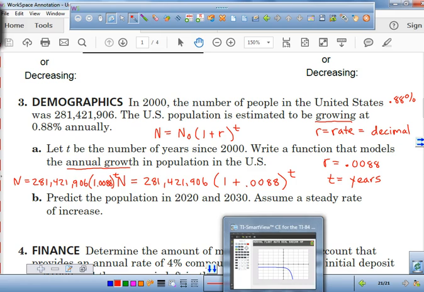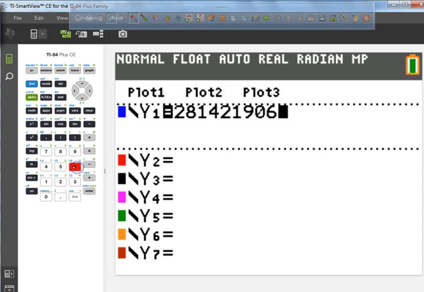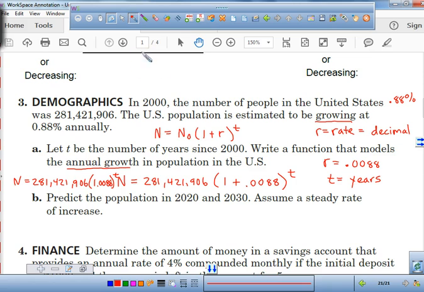So what I'd like you guys to do, go to your graphing calculator, get y equals, let's type this function in. 281,421,96. Open parentheses. 1.0088 raised to the power of, we don't have t, but we have raised to the power of x. Now that's our function. Now we have to know how we are going to use it.